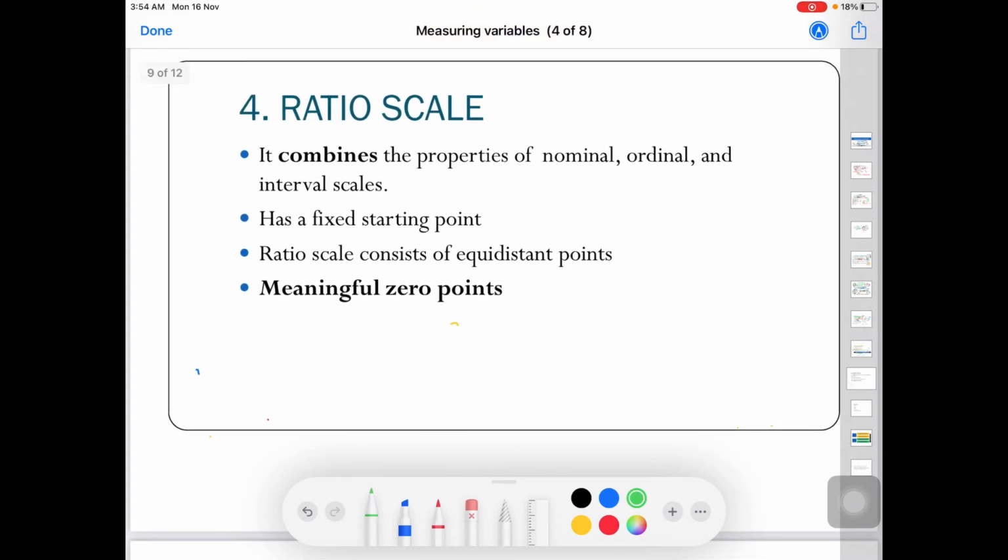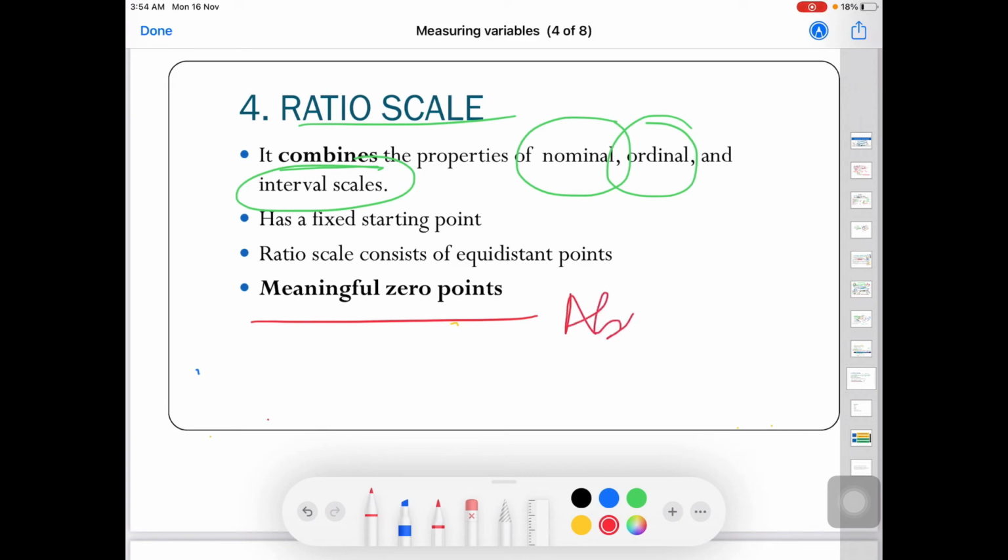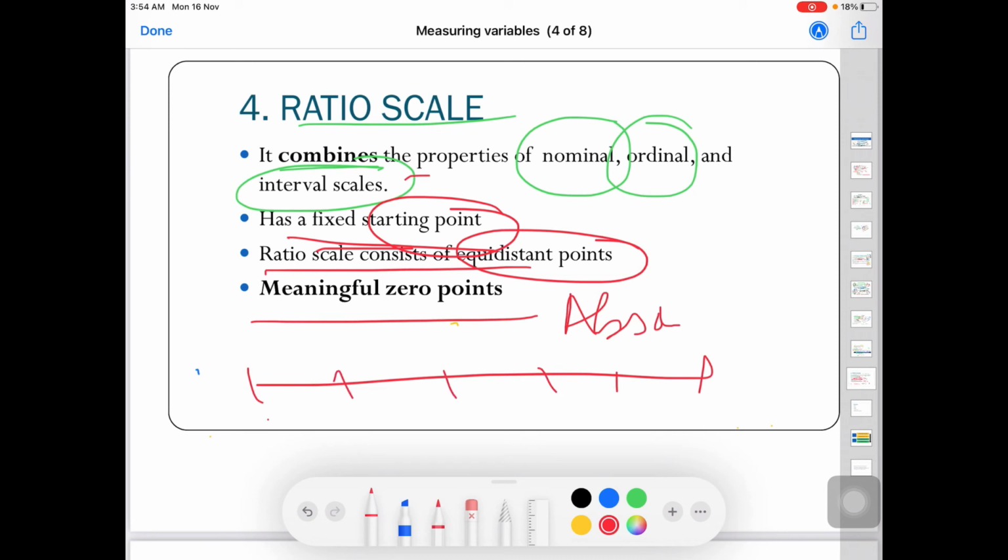Next and the last one is ratio scale. It is a highly advanced scale and it combines all the properties of nominal, ordinal and interval scale. But there is a difference. The difference is that it has a meaningful 0 point, that is it has absolute 0 points, which was missing in interval scale. In interval scale, the 0 was arbitrary and the starting and finish point was also arbitrary, but in this scale it has a fixed starting point, it can't be arbitrary. And ratio scale consists of equidistant points, so the distance between the points on scales are equidistant, similar to interval scale.